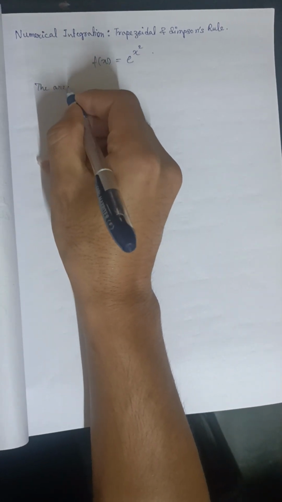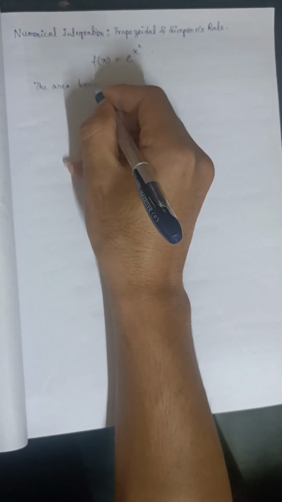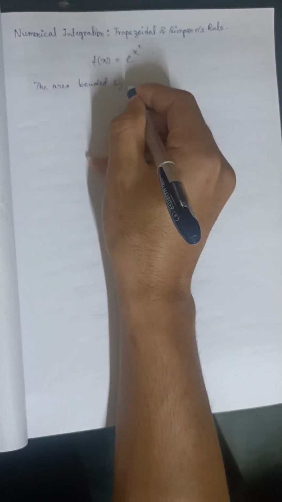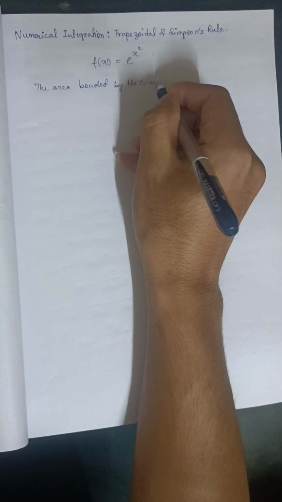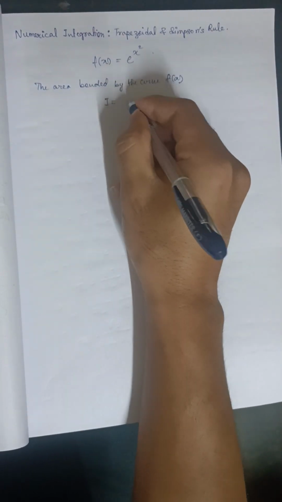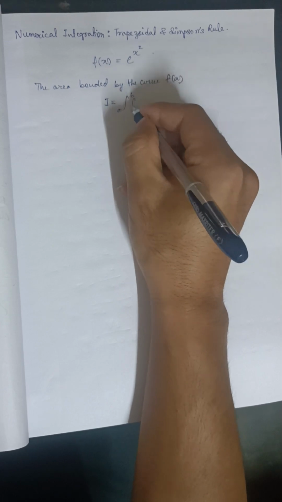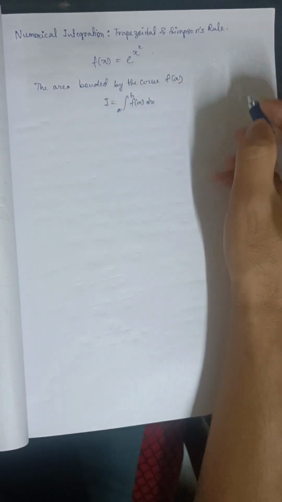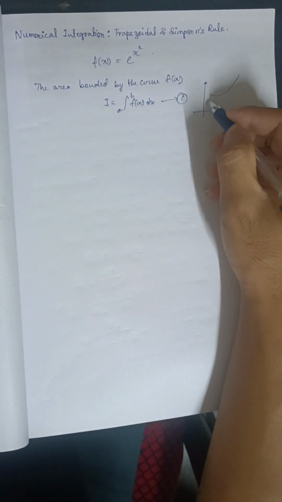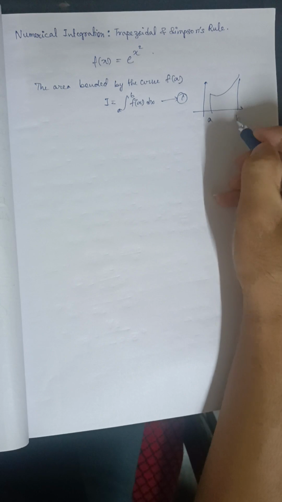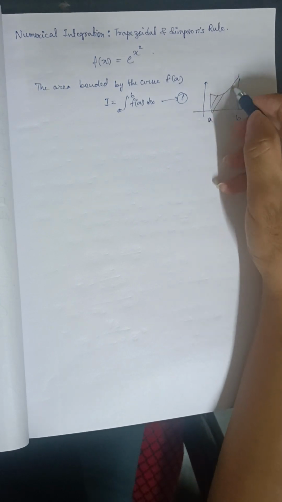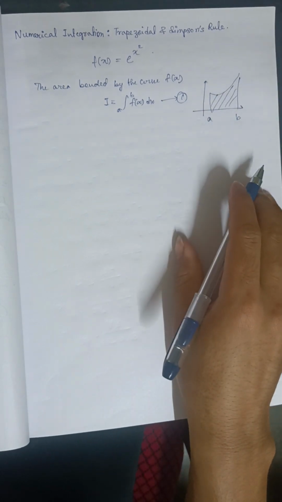So we know that the area bounded by a curve f of x can be written as I equals integration of a to b f of x dx. Let this be equation 1, and we can draw this curve like this, where a and b are the lower and upper limits. So how do we solve this?